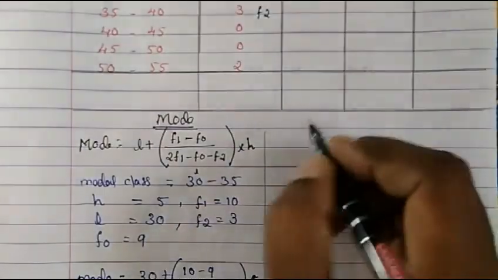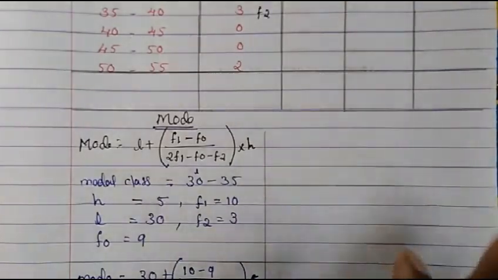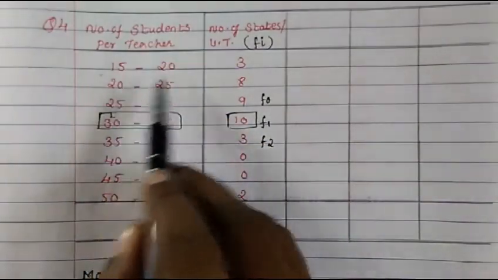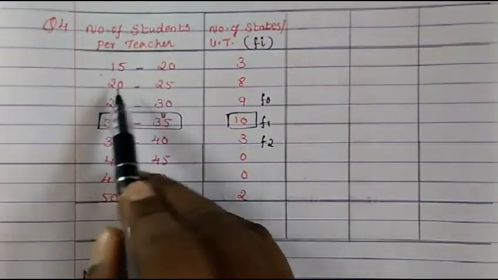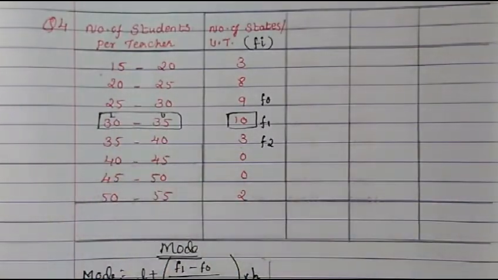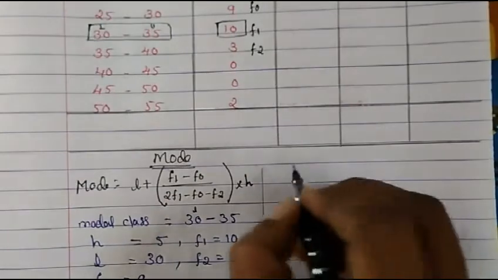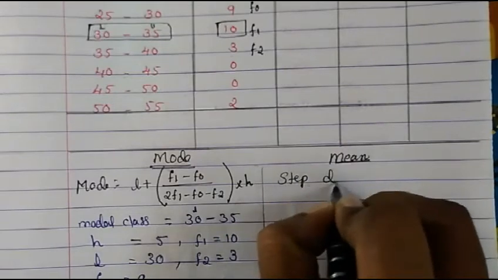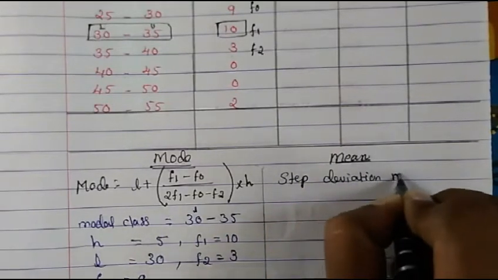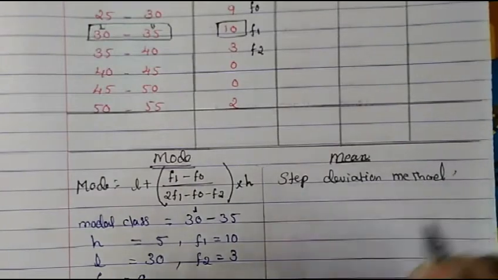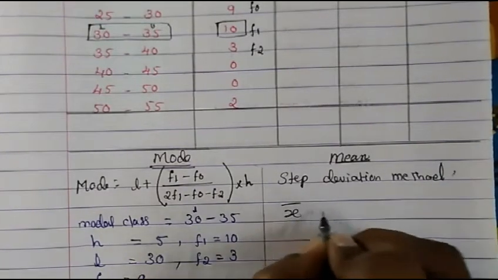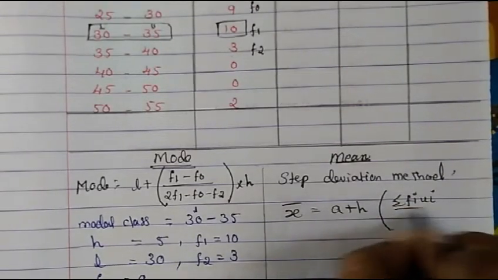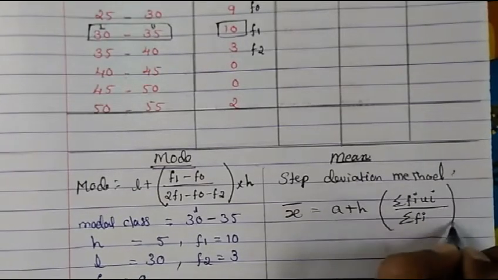You can use any of the methods, but I go for the step deviation method, because the class interval is the same everywhere. The difference 20 minus 15 is 5, 25 minus 20 is 5, so everywhere it is the same. Then we can go very well with the step deviation method to find the mean. So now we are going to find the mean by the step deviation method, and the formula is x̄ equal to a plus h times summation of fi ui divided by summation of fi.